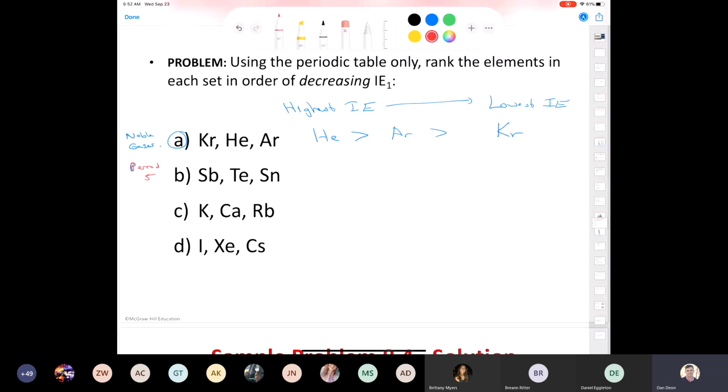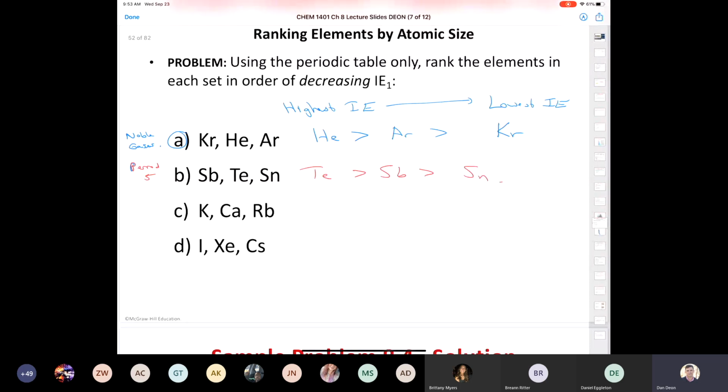And what was the trend? We said that as we go from left to right across the periodic table, the ionization energy increases. So the one with the highest ionization energy is going to be tellurium, because it has the lowest atomic number. Then next we have antimony, and then the biggest one of all of these is going to be tin, so it's going to have the lowest ionization energy. Anyhow, in the interest of time, we'll move past the next two.